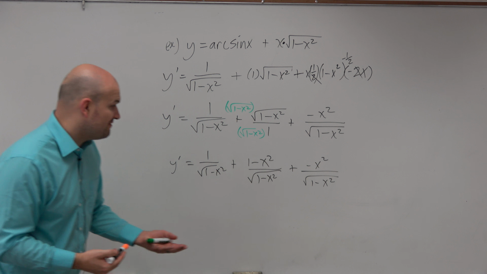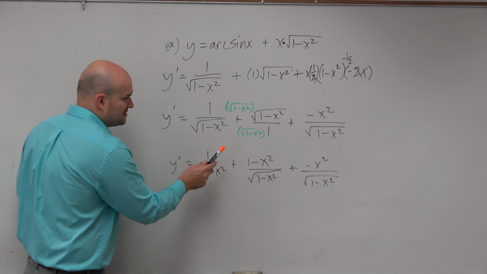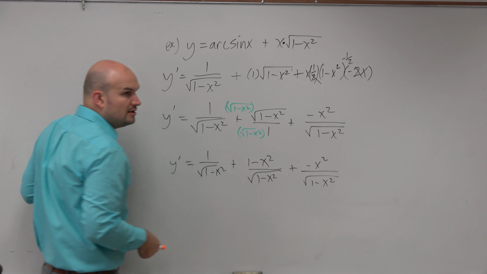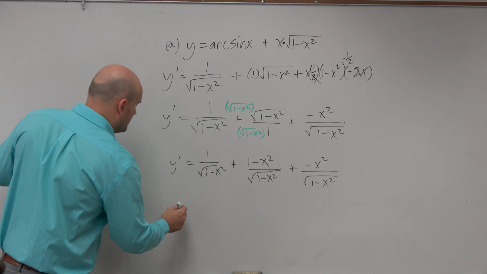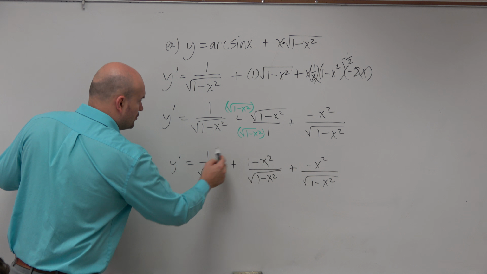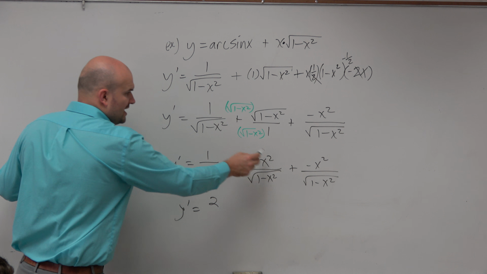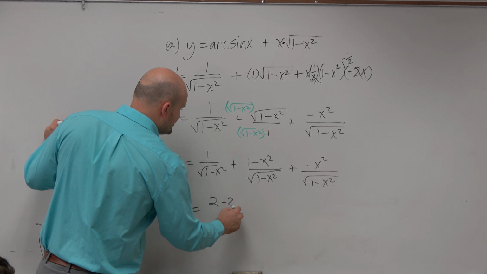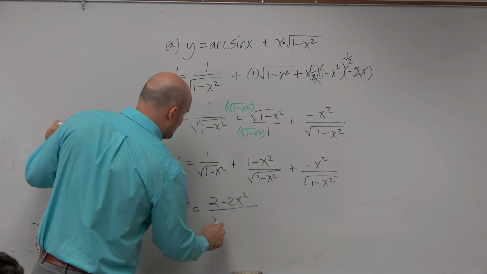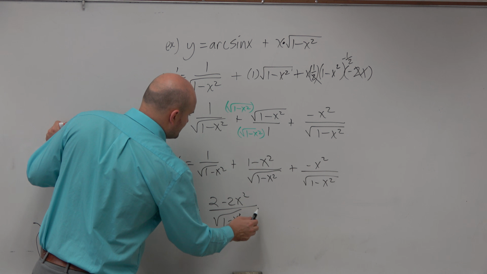So now, though, guys, we have all like terms, right? And all we got to do is combine these two and those two, right? So y prime is equal to 1 plus 1, which is 2. Negative x squared minus negative x squared is negative 2x squared, all over 1 minus x squared.